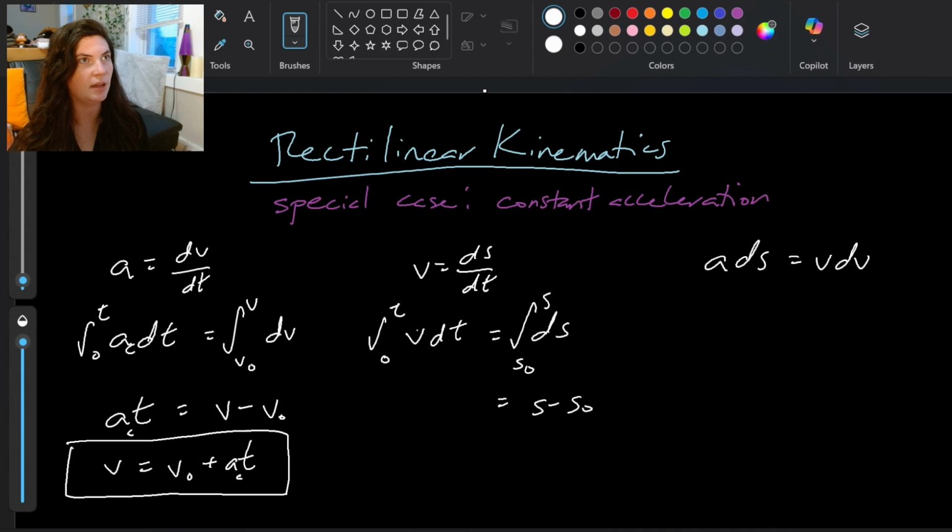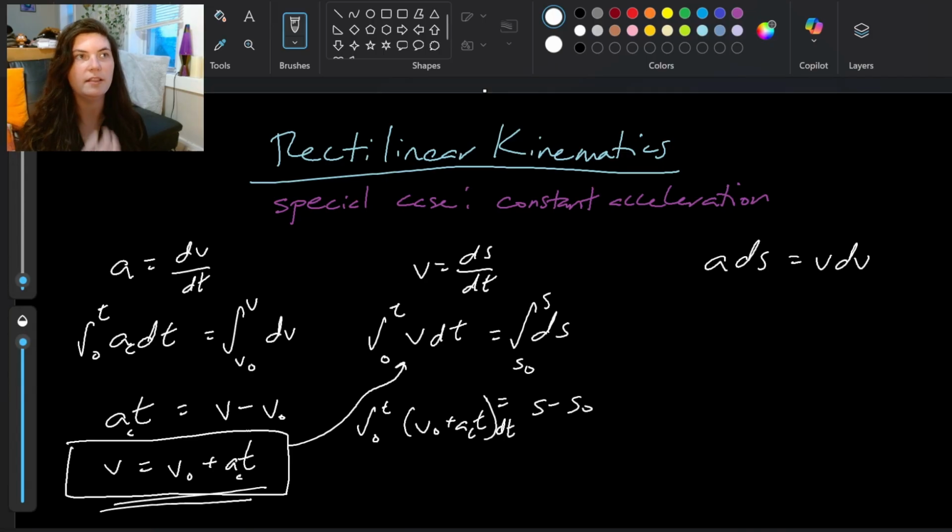because I skipped a step, and what I need to do is substitute this v equation that I got over here into this integral. So I'm actually taking the integral from 0 to t of v naught plus a_c t dt. The reason that I have to do this substitution is because my v is in terms of t. My v is not constant. Acceleration is constant, but velocity is not constant.